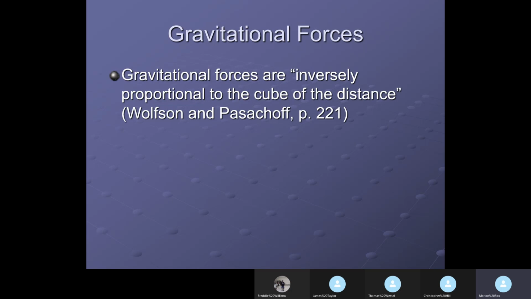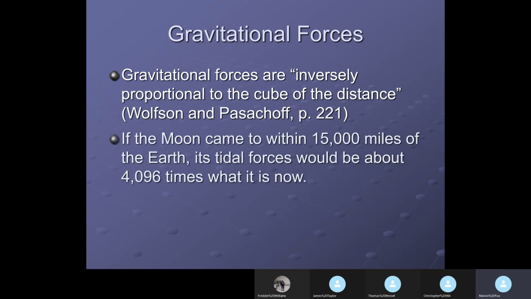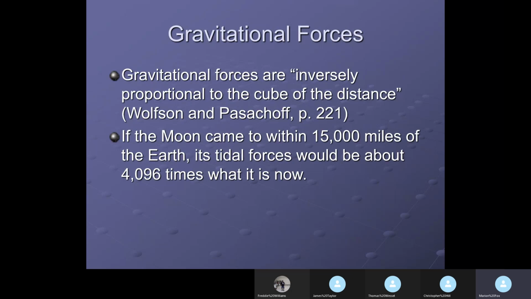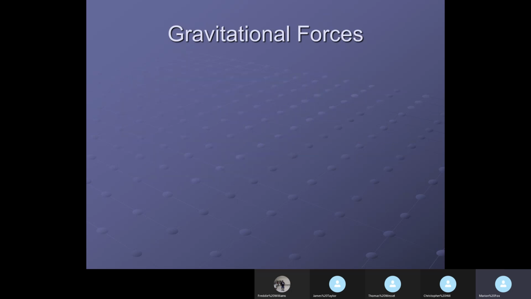Gravitational forces are inversely proportional to the cube of the distance. That's Wilson Pascoff. This is a university level general physics book. Now, if we take this basic formula for gravitational forces, if the moon were to come within 15,000 miles of the Earth, now it's roughly 250,000 miles from the Earth in round terms right now, its tidal force would be about 4,096 times what it is now. That would be the tidal forces.